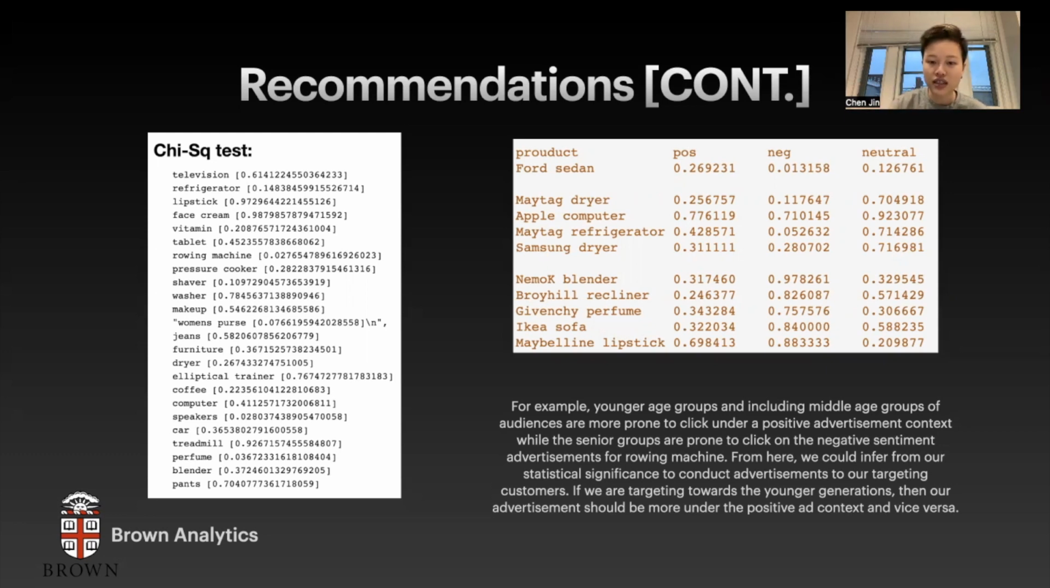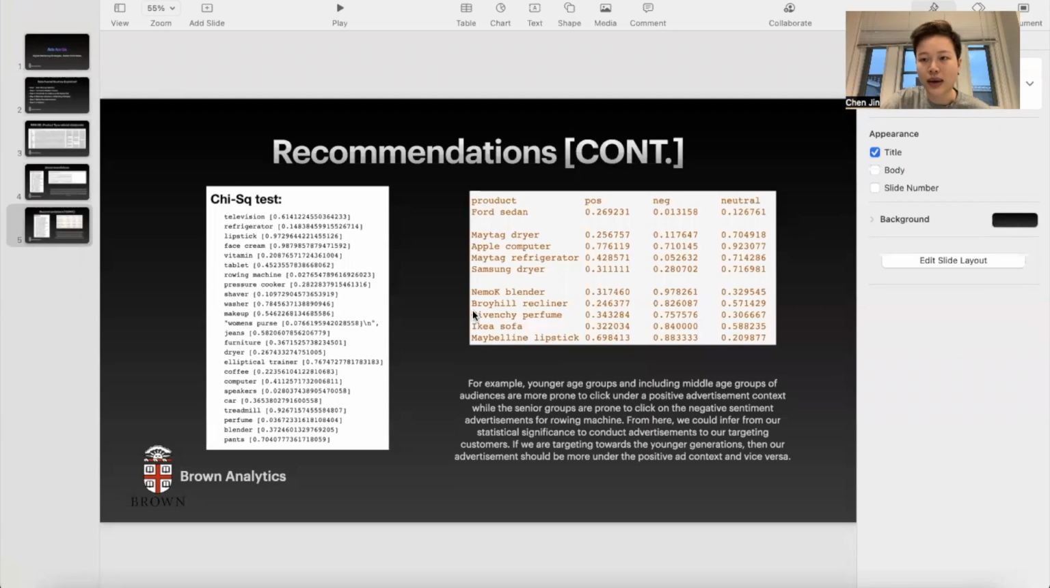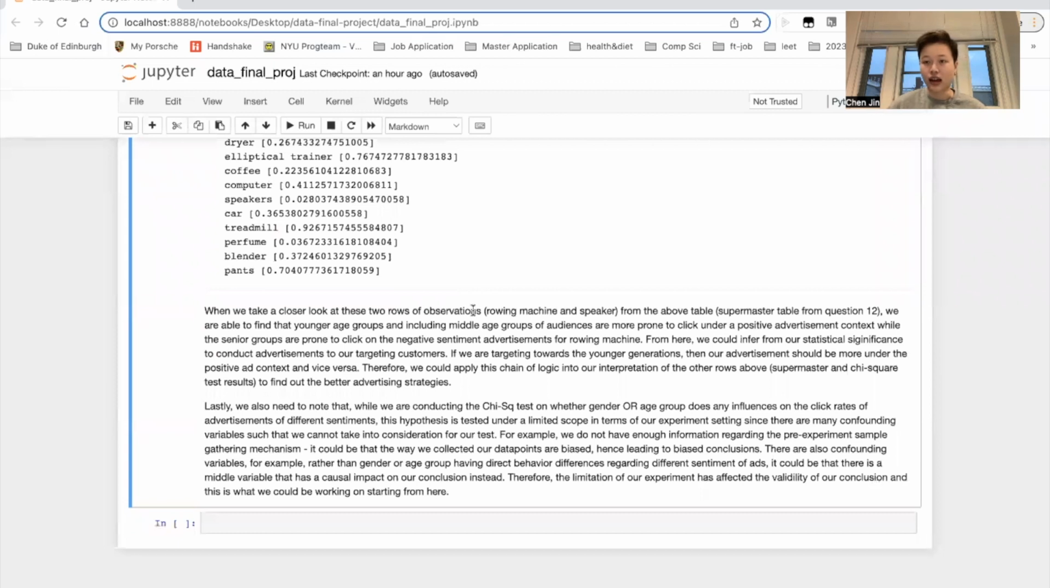So all these could be conducted on these different product types and specific products. And then lastly, I just wanted to briefly talk about some of the limitations of our test. One of the most important things is that, given the database, as of right now we are really not sure where we got this database. So there is a chance that we don't have a lot of information about the pre-experiment sample gathering mechanism. For example, the way that we collected these data points could already be biased, and that would lead to a biased conclusion for Brown Analytics.